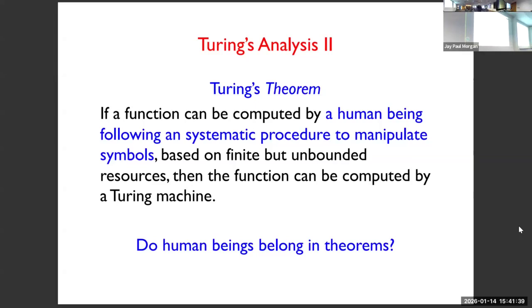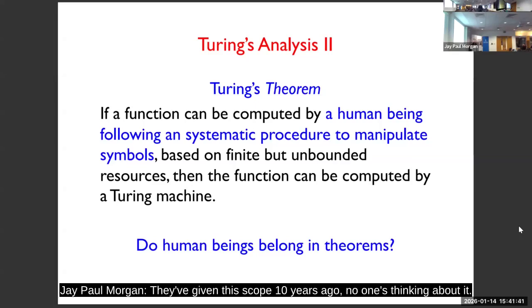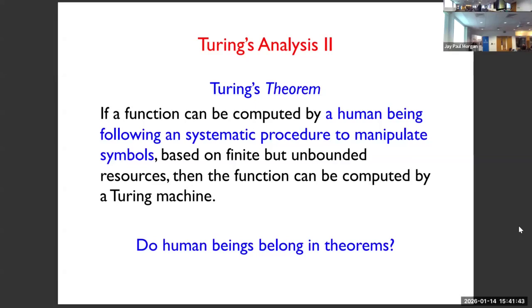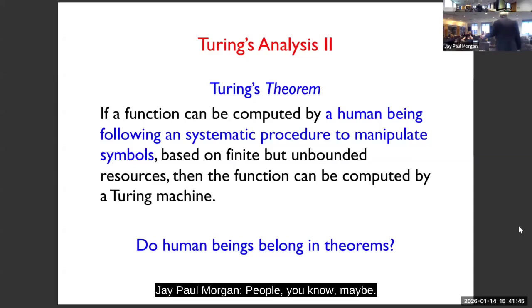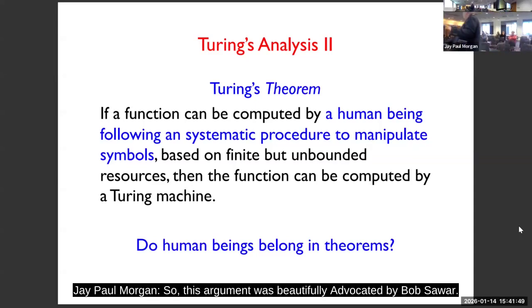And now we are flirting with AI, aren't we? Right? I think given this talk 10 years ago, no one would think about it. Yeah, maybe. But the AI is all over it, believe it or not.